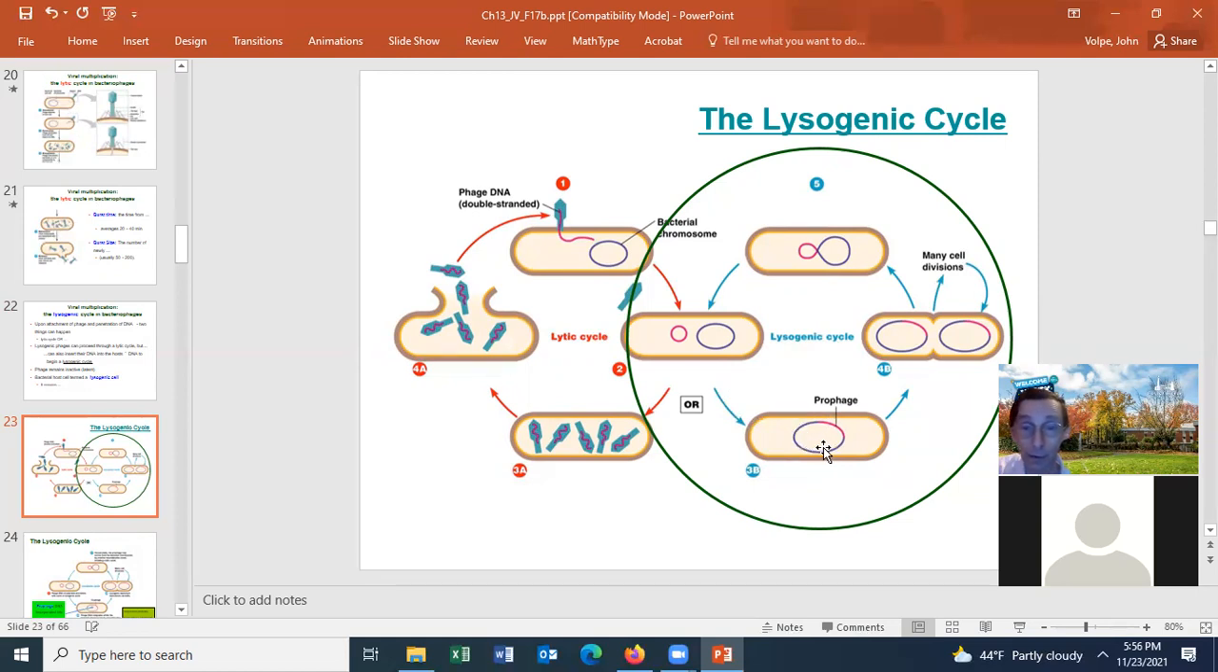The virus only replicates when the cell divides. When the cell divides, it will replicate the host chromosome, and then one copy of the chromosome will move to this cell, the other copy will move to that cell, and both daughter cells will get the viral DNA as a prophage, and the lysogenic life cycle will continue.